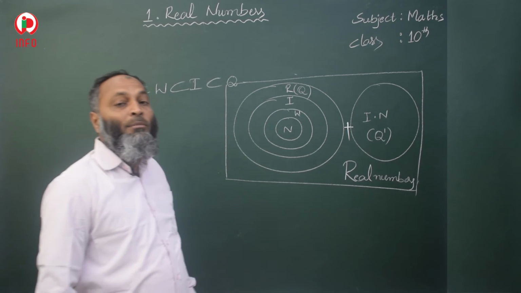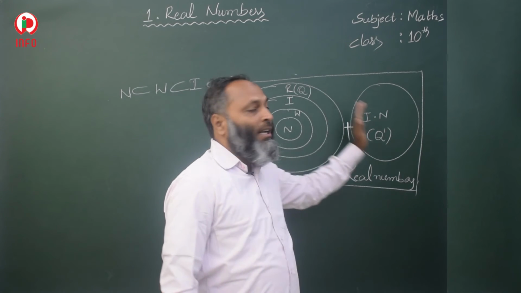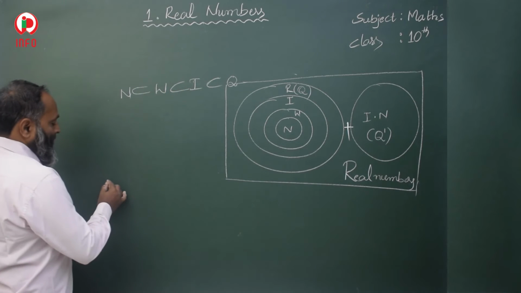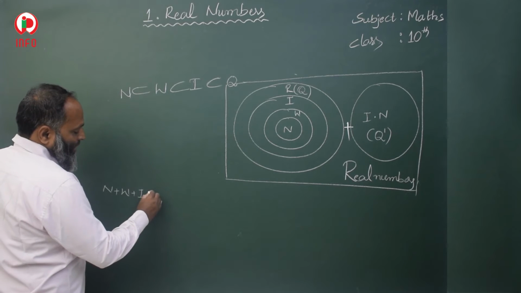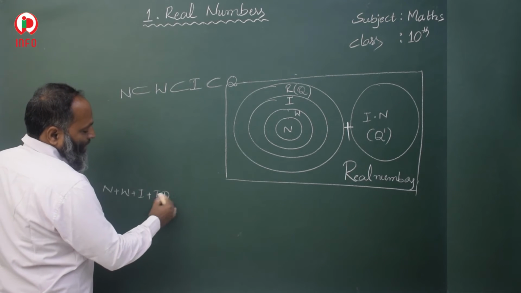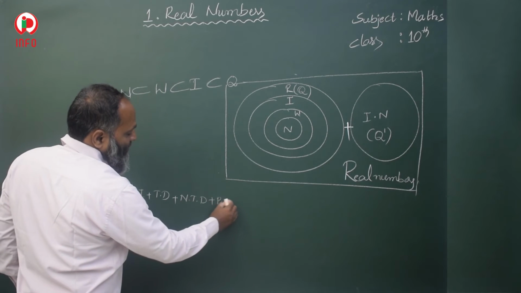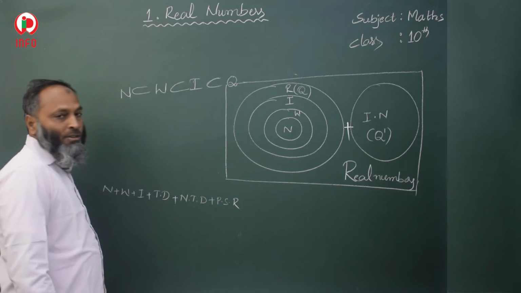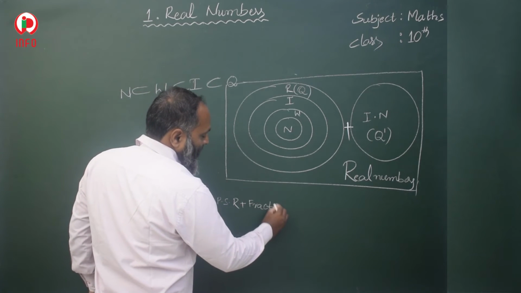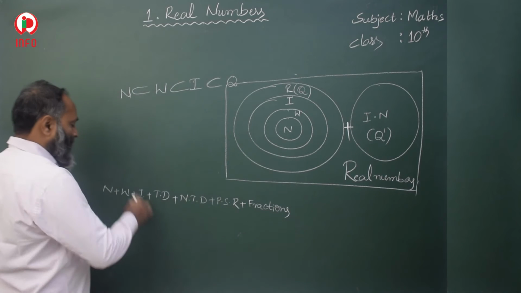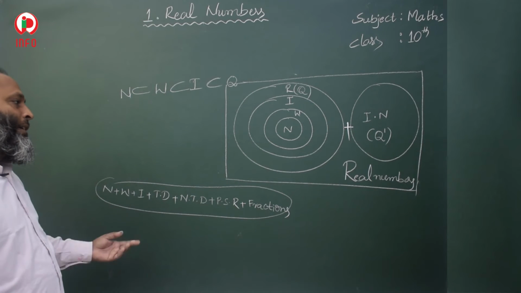So what about the set of real numbers? Real numbers are the numbers which are rational and irrational. Rational means natural numbers plus whole numbers plus integers plus terminating decimals plus non-terminating decimals plus perfect square roots plus fractions, all fractions. All these are rational numbers.